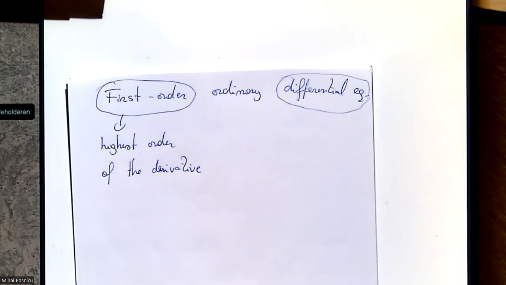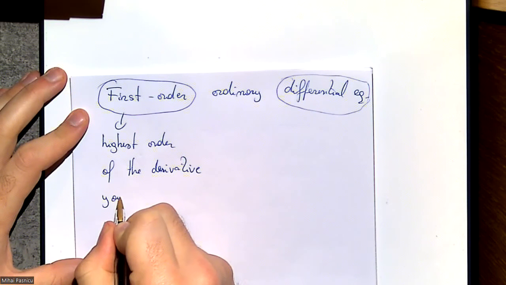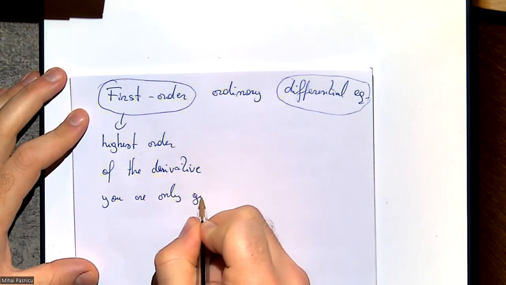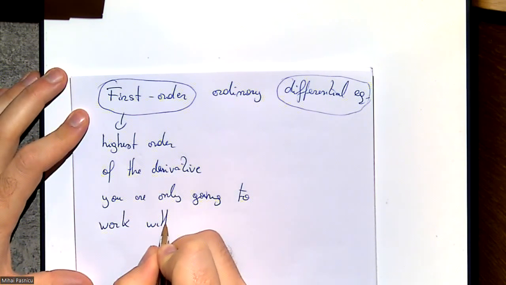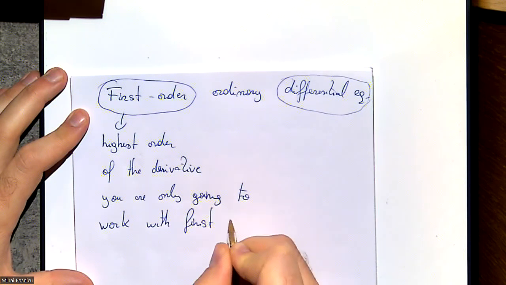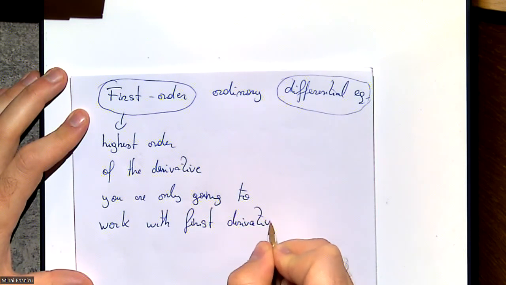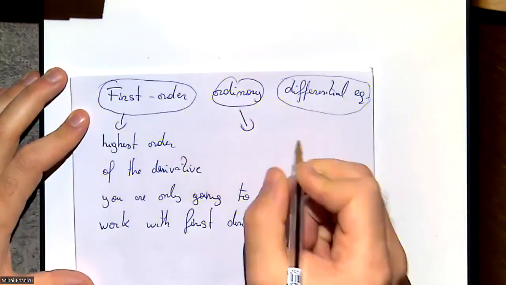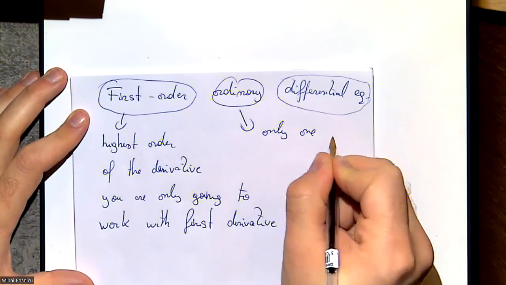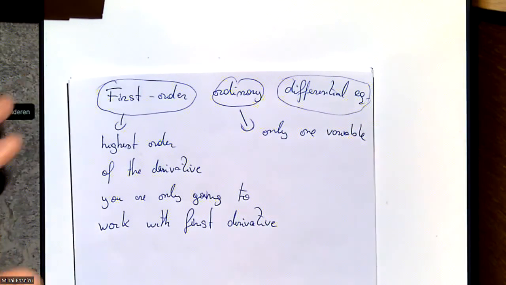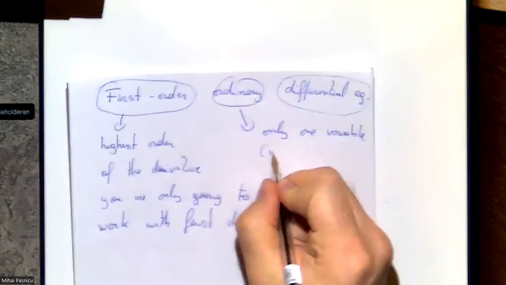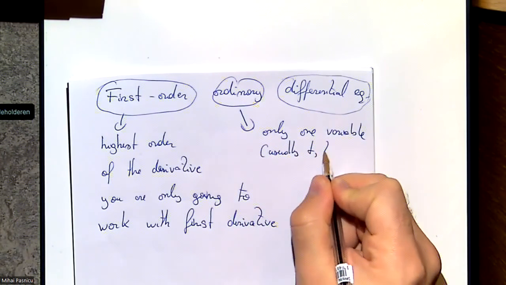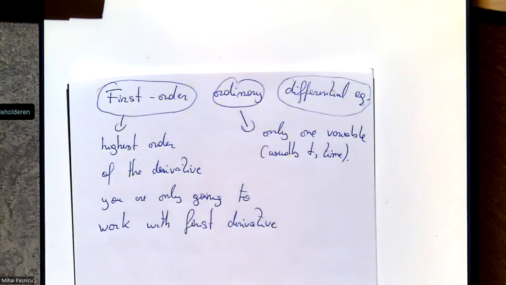Since it's first order, it means you are only going to work with the first derivative. And then ordinary means only one variable. Your functions will only depend on one variable, and I'll say it again, usually t, time. And I'll even write x of t.